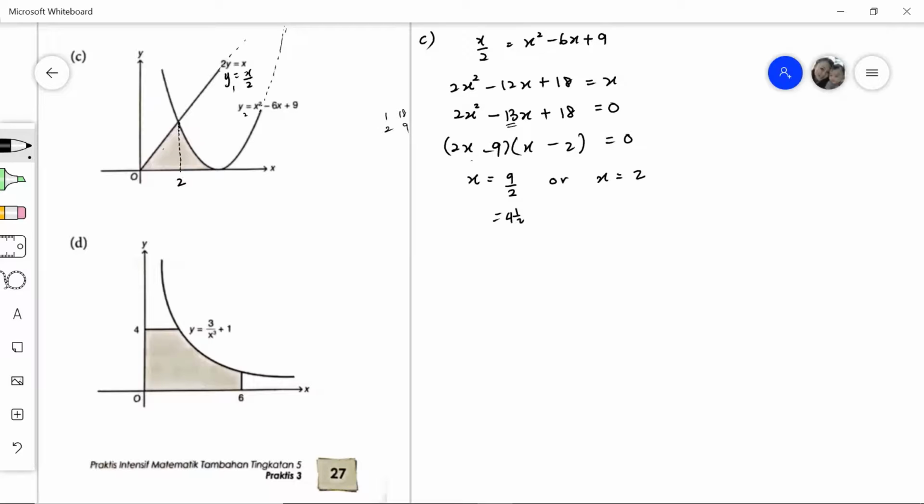Okay, this is 2. And then what is this? Since we need to integrate the straight line, the straight line is actually from 0 to 2. And next we have to integrate the curve. So the curve is from 2 up to here. So what is this point? We have to find this.